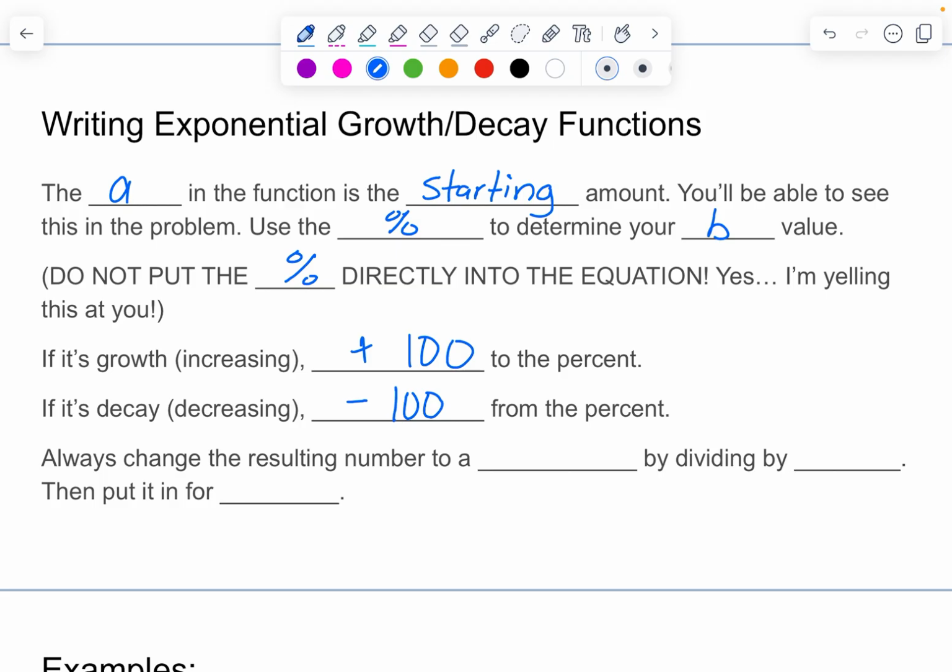Once you get that number, you're going to change that number to a decimal by dividing by 100. Or if you know how to move it 2 steps to the left, great, do that. Get it into decimal form. Don't put the percent directly in the problem. You will be wrong every time. Then you're going to put that new number in for b.